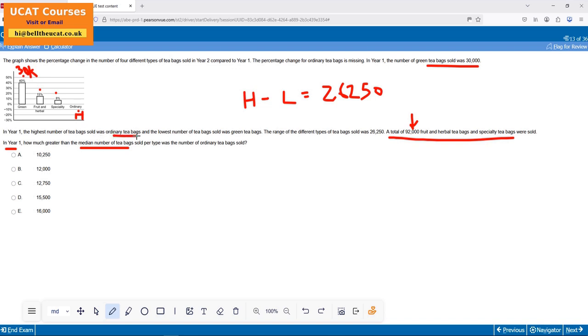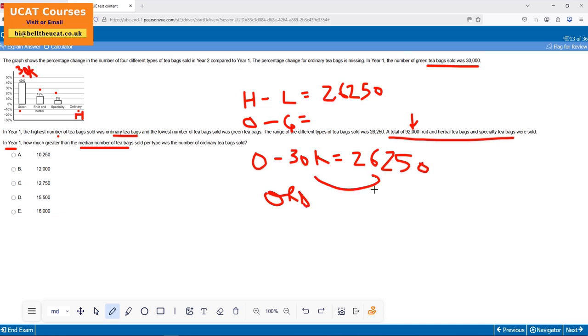The ability to not reread is another strategy. Please try not to reread. So ordinary tea bags were the highest ones, and the lowest ones were green. High take away low is equal to 26250. How much was the green? Green was, we just told you, 30,000. So ordinary minus 30,000 is equal to 26250. Do the maths, and the ordinary ones will be equal to, moving it to the other side, 56,250. If you want to take a guess.